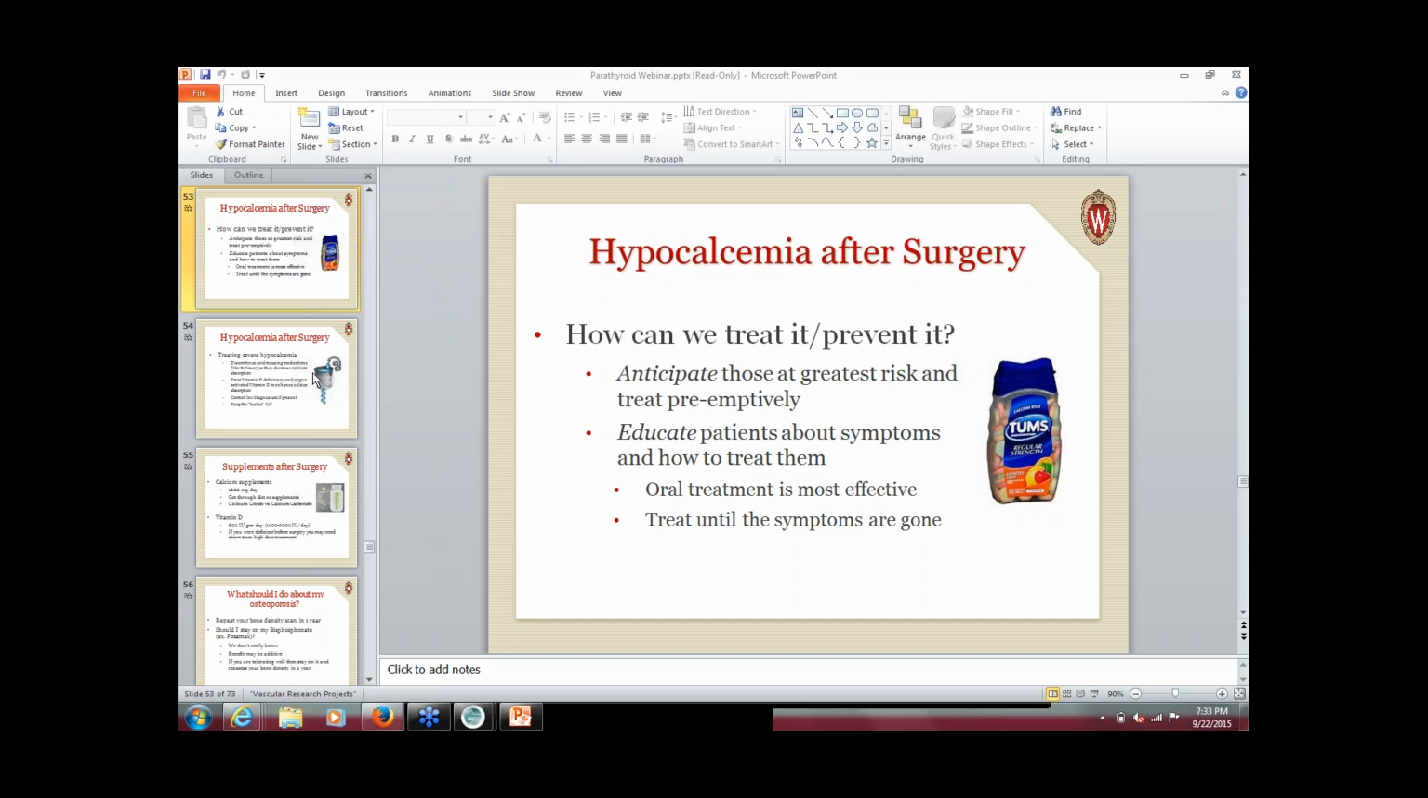And the key is that we want to treat until the symptoms are gone. If you're having symptoms, it means that you still don't have enough. And unfortunately for many patients, this can require a lot of extra calcium for the first few days after surgery.